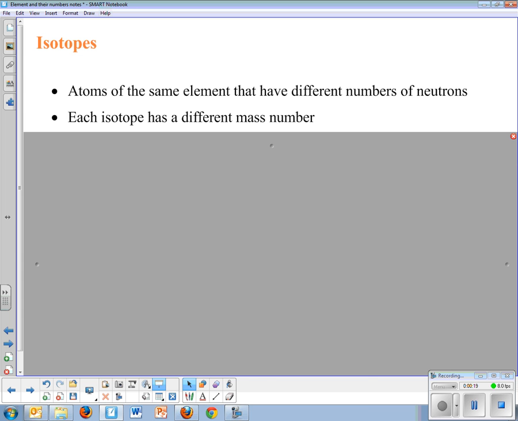Because remember, the mass number equals the protons plus the neutrons. So if you're getting different neutrons, you'll have different mass numbers.